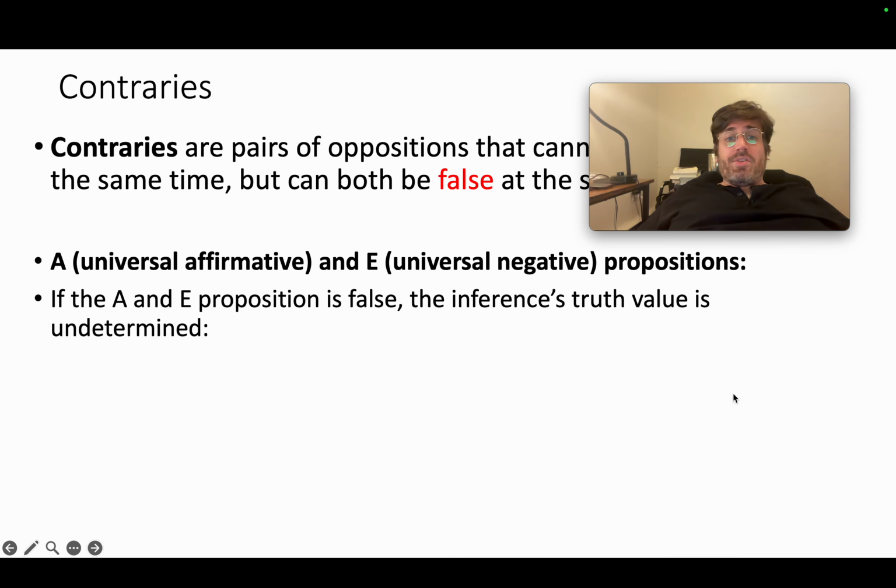So if an A and E proposition is false, we don't know anything about the truth value. If the A proposition is false, we don't know anything about the truth value of the E proposition. And similarly, if an E proposition is false, we don't know anything about the truth value of the corresponding A proposition. Okay, so you can't move from a false contrariety to knowledge of the truth value of its opposite pair.